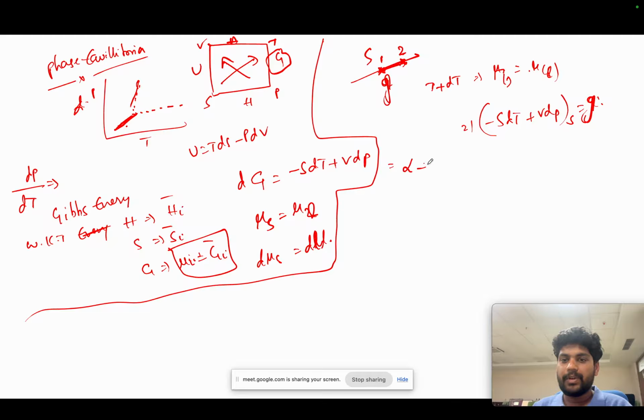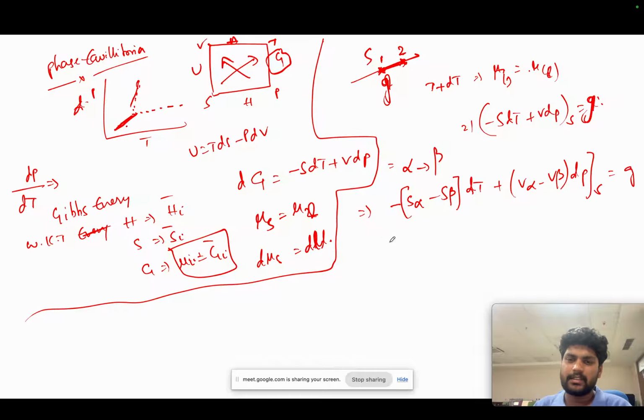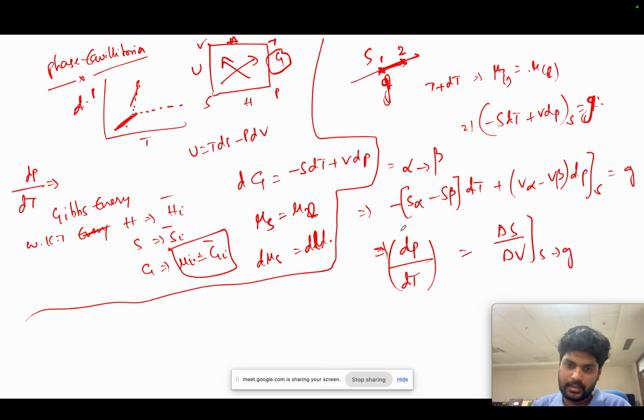Now suppose we are going from alpha to beta. So what we have is minus of S alpha minus S beta dT plus V alpha minus V beta dP of solid is equal to gas. I'm taking both sides. So now this equation will become dP by dT. If I take this side, it will be delta S by delta V, the changes from solid to gas.